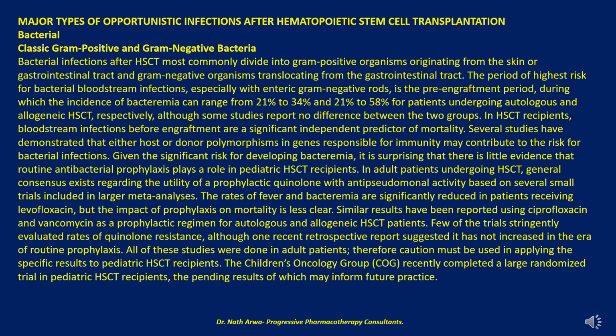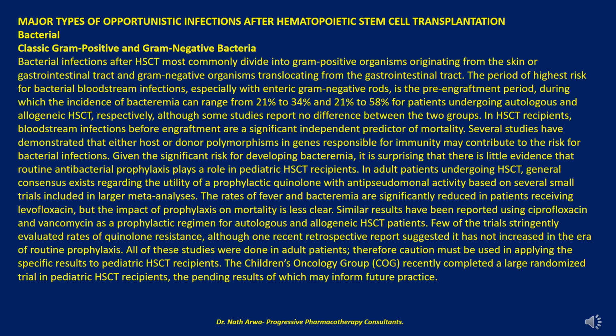The period of highest risk for bacterial bloodstream infections, especially with enteric gram-negative rods, is the pre-engraftment period, during which the incidence of bacteremia can range from 21% to 34% and 21% to 58% for patients undergoing autologous and allogeneic hematopoietic stem cell transplantation, respectively, although some studies report no difference between the two groups. In hematopoietic stem cell transplantation recipients, bloodstream infections before engraftment are a significant independent predictor of mortality.